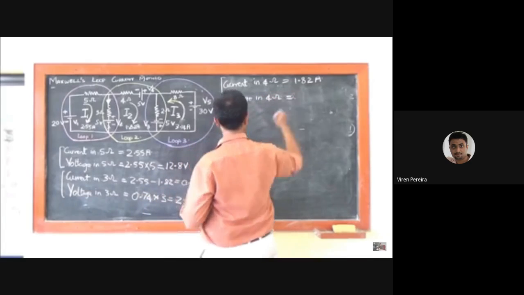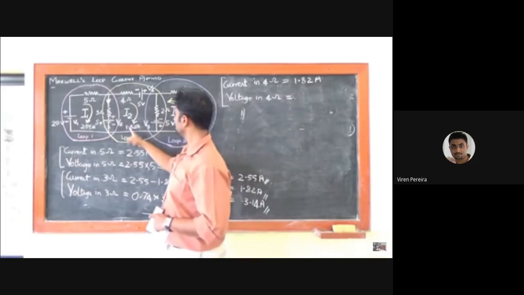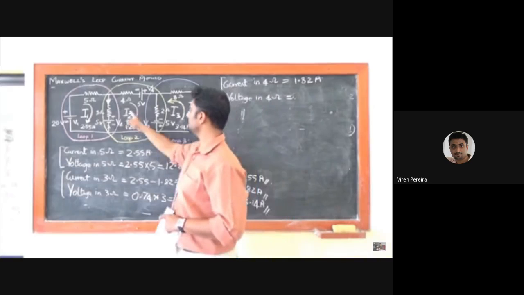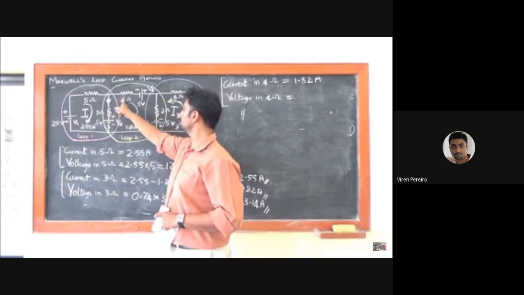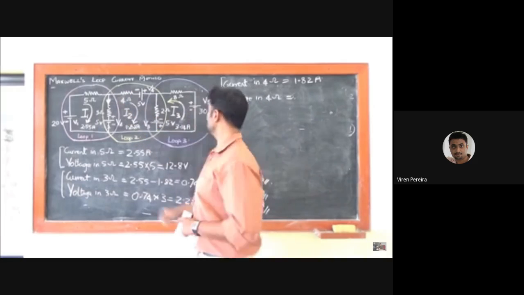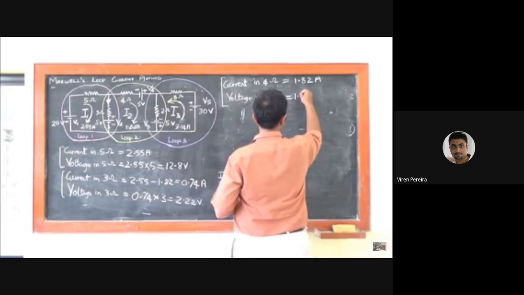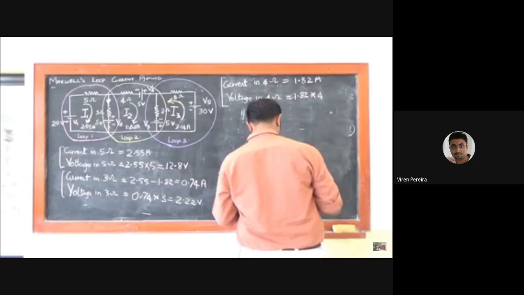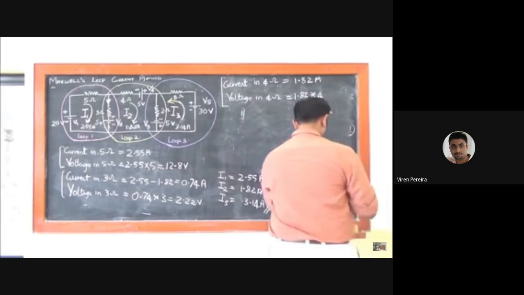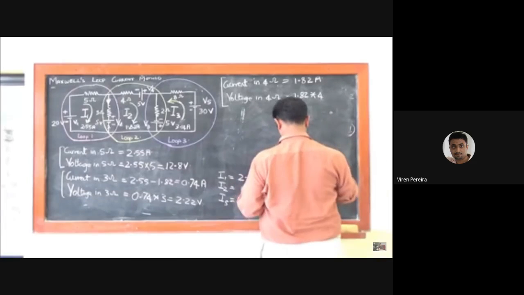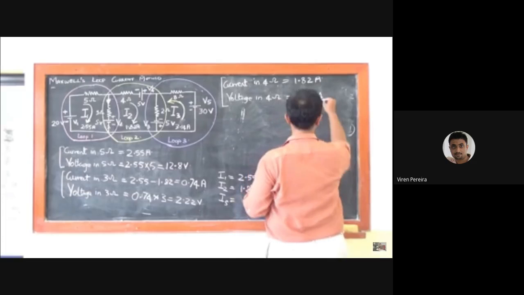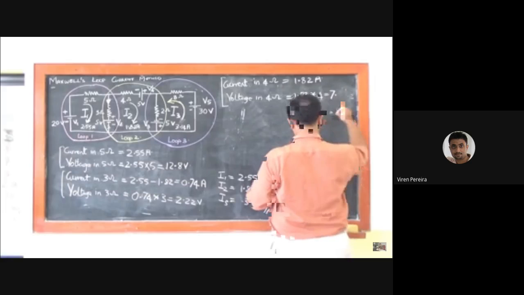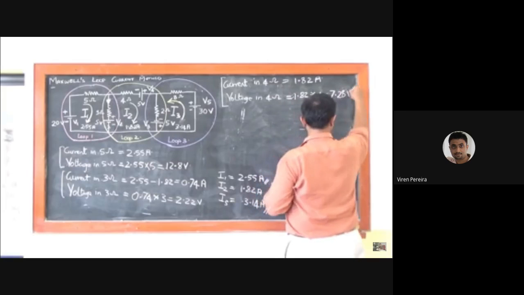The current in the 4 ohms resistor will be how much? 1.82 into resistance. So current into resistance gives us the voltage drop. So 4, so 1.82 into 4, which gives us a value of 7.28 volts.